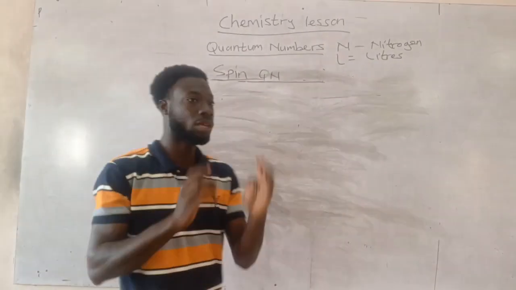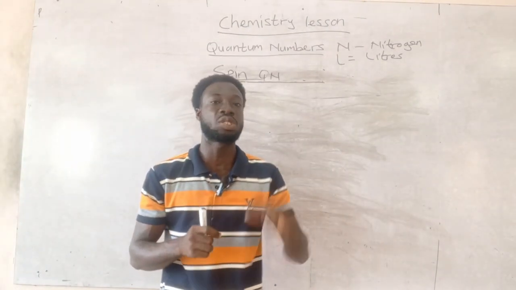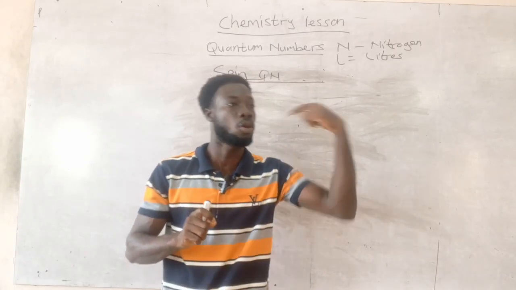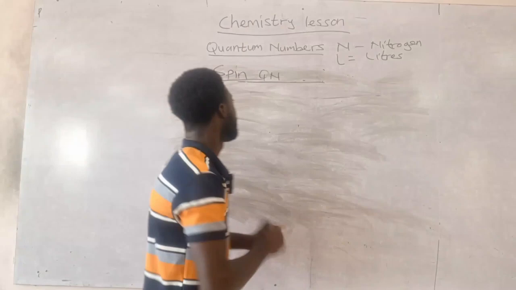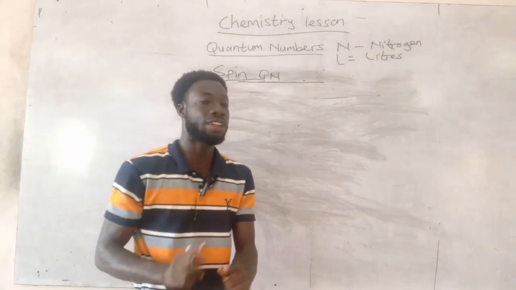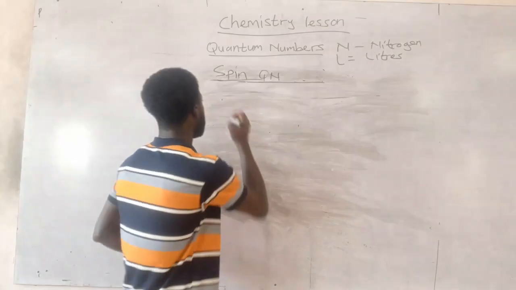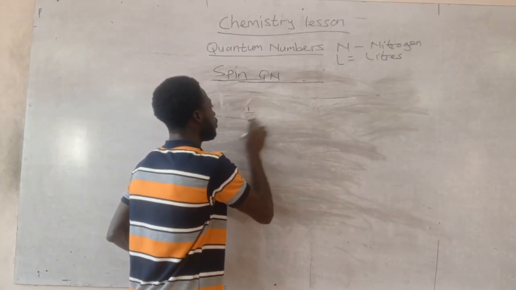All right, so this is our spin quantum number. That is the last quantum number. Now, what does it describe? It describes the direction of the electrons, either clockwise or anti-clockwise. So it is written here as 1/2.